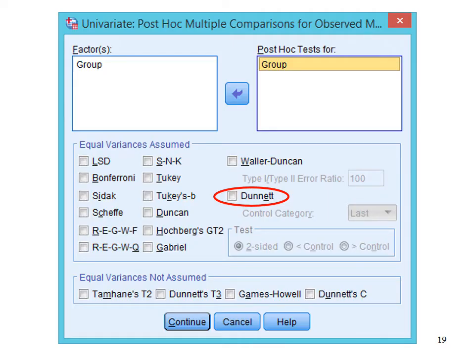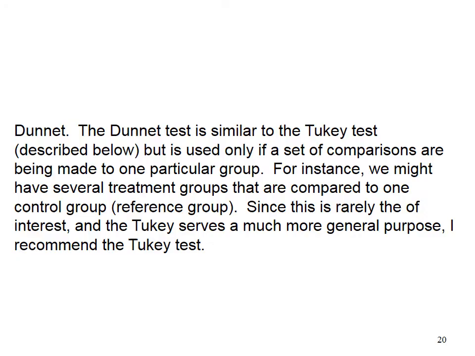So what about this Dunnett? The Dunnett test is similar to the Tukey test, but is used only if a set of comparisons are being made to one particular reference group. So for instance, if we have several treatment groups that are compared to one control group, the reference group, then we might use Dunnett. Since this is rarely the comparison of interest if we're not doing contrasts but we're doing post hoc, the Tukey serves a much more general purpose, and I recommend the Tukey test.